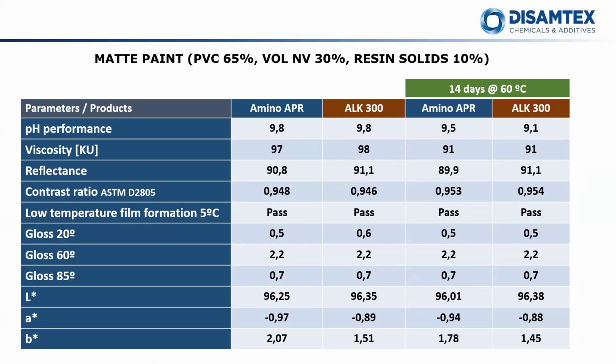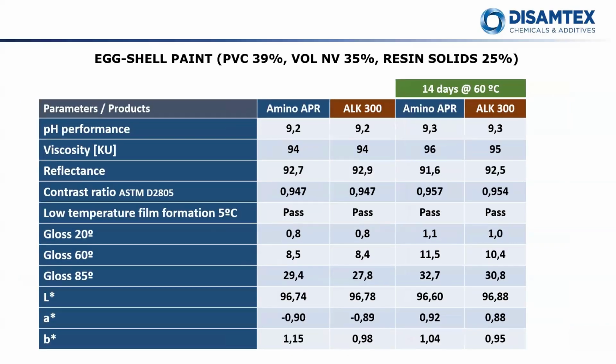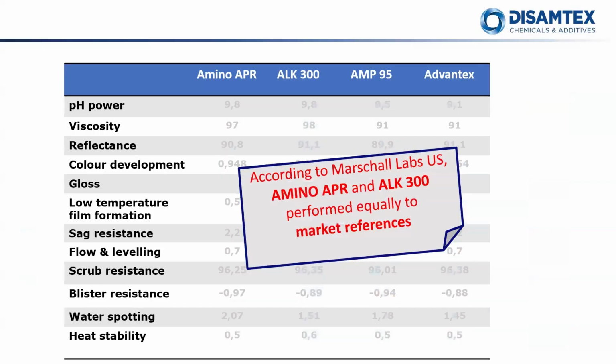This means our product performs in a very stable way over a long period of time, say 1 year plus. Same with an eggshell kind of paint. And the lab's conclusion was, quote, Disamtex products perform equally, can be mentioned as countergrades of those market references, unquote.